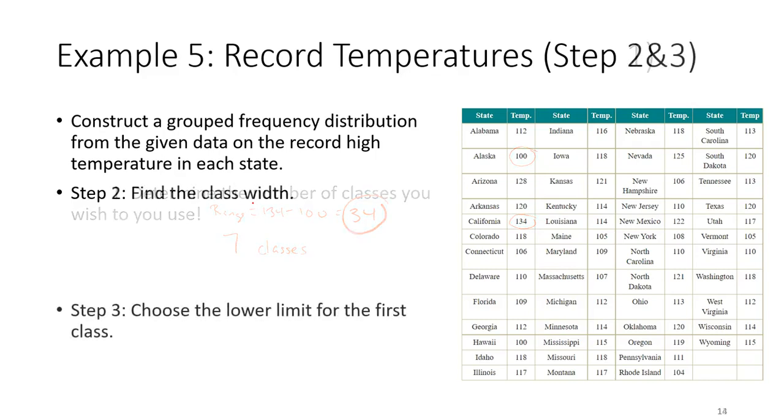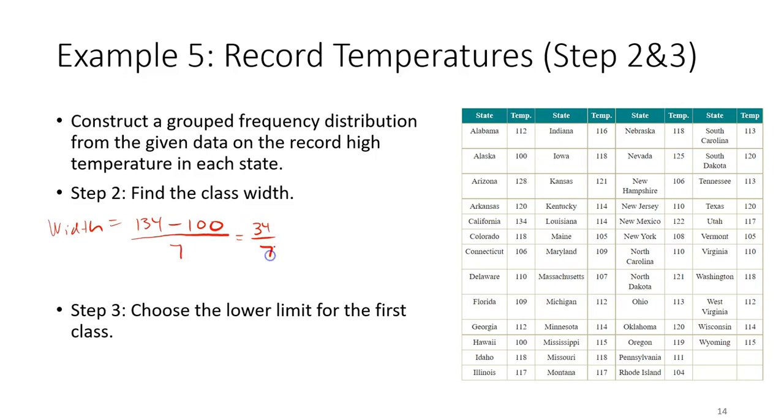Now we want to find the class width. Well, the class width again is the largest number, 134, minus the smallest number of 100, and then we're going to divide by the number of classes. So we wanted to have 7 classes. That's 34 divided by 7, which is equal to 4.86. And remember to always round up. And so our class width is going to be equal to 5. Always round up.